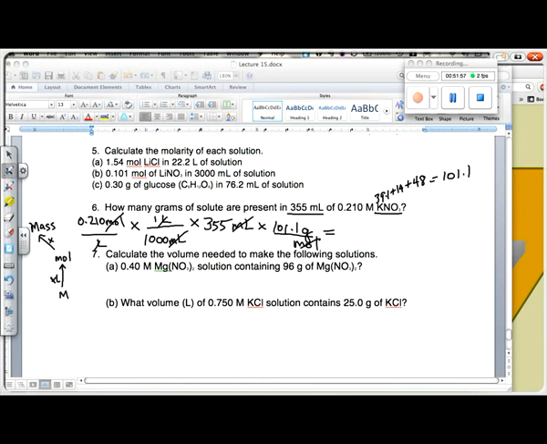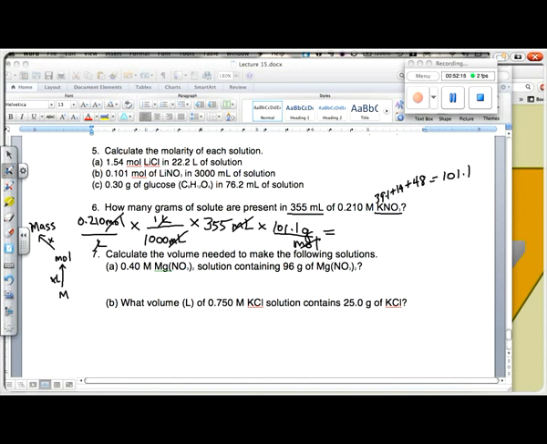All right, so 101.1 times 355 divided by 1,000 times 0.21. And I get 7.54 grams.